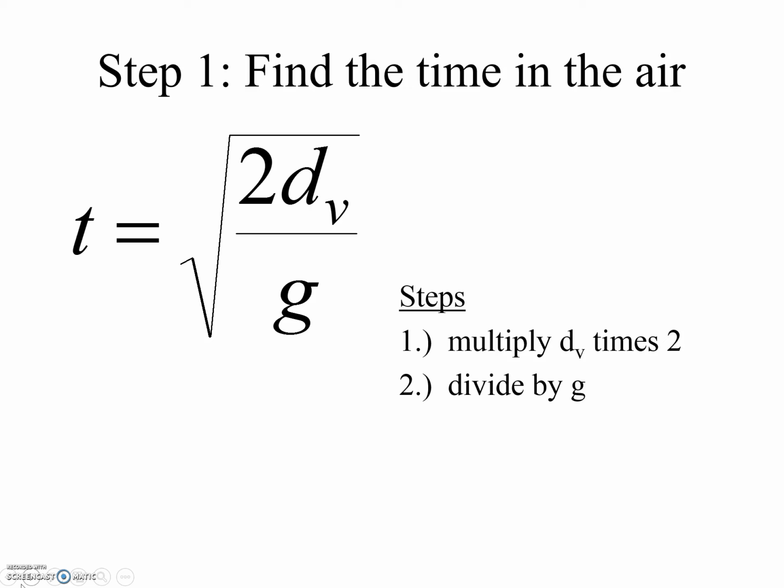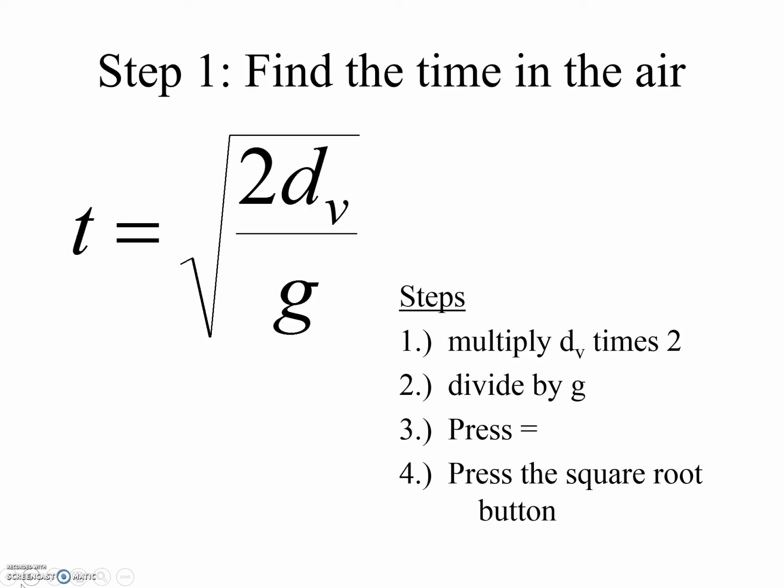We're going to divide that value by g, which remember is 10 meters per second squared. We're going to press our equal sign so that we have a value underneath that square root sign. And then we're going to press the square root button, and that'll give us the time in the air that our projectile spends.